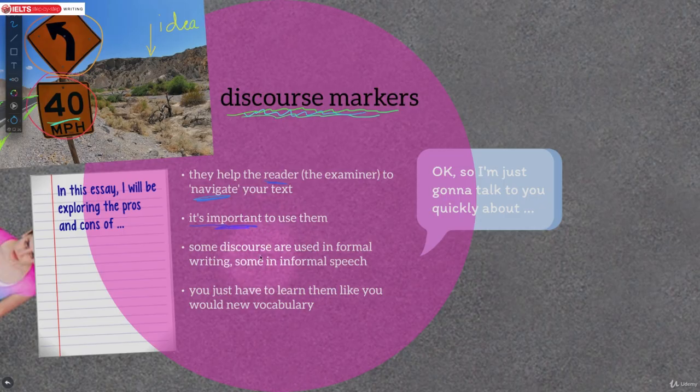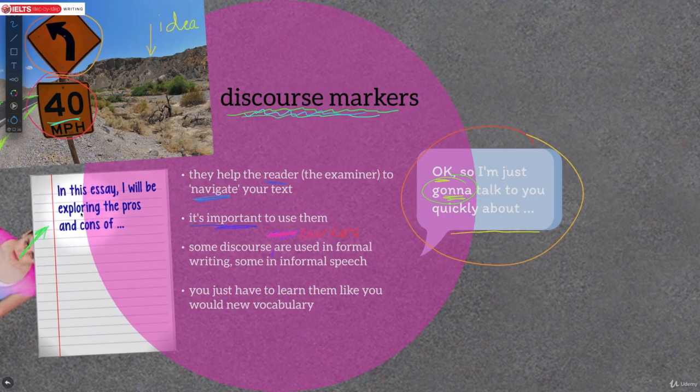So discourse markers are used, sorry, that should be markers. Oops. Okay. Let me just write that, markers. So some discourse markers are used in formal writing, some in informal speech. So let's do this one first. This is informal. You might see this in your IELTS speaking, or not so much this one, because this is more for a presentation, but you might hear somebody say this, okay, so I'm just going to talk to you quickly about such and such a thing. And you would find this in spoken English with gonna instead of going to, but it's a type of discourse marker. It functions the same way as this one here, really.